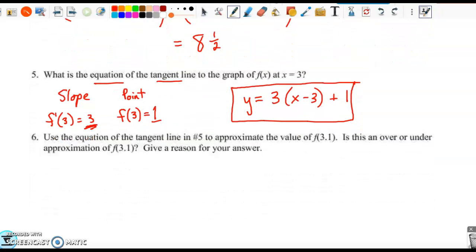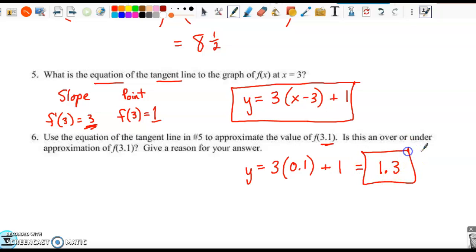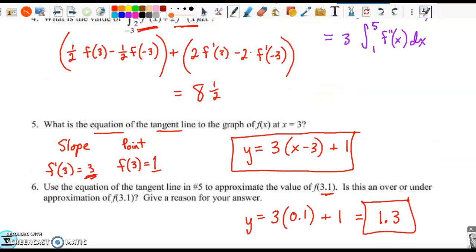And then use the equation from number 5 to evaluate f of 3.1. We'll just plug in 3.1 right there. So y equals 3. Remember, 3.1 minus 3 would be 0.1, and add 1 to it. So 0.3 plus 1 gives me 1.3.